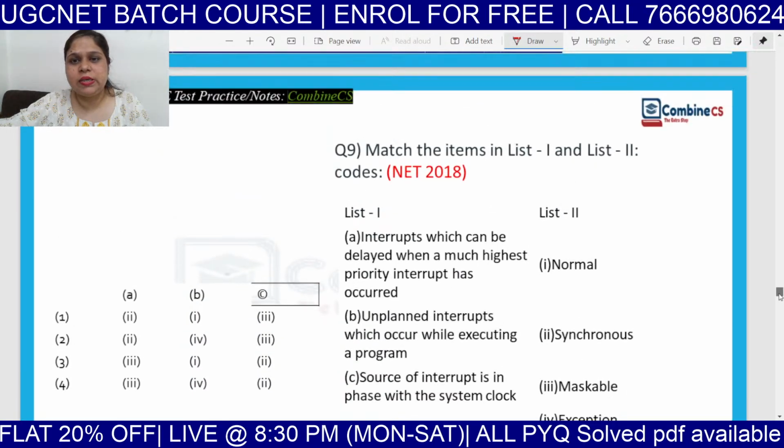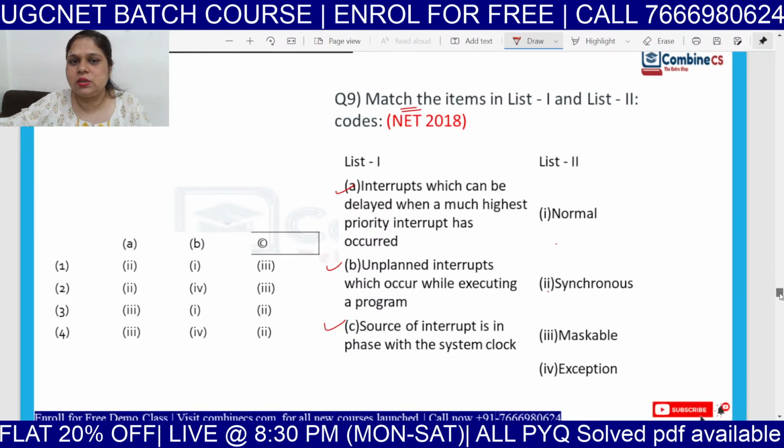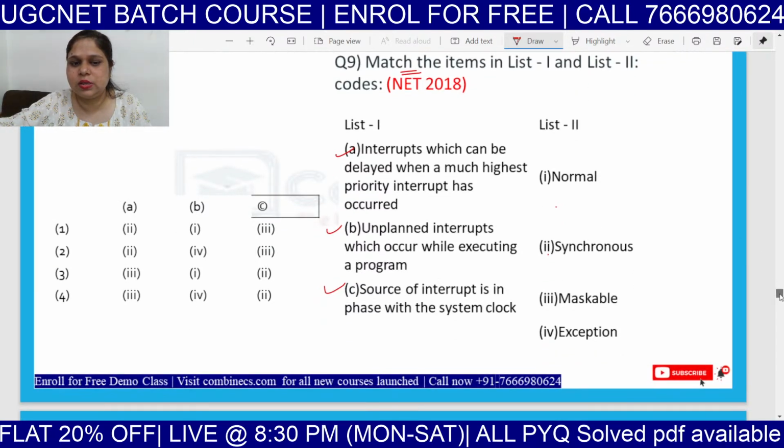Question number 9 on the screen, very important question. I have already told you interrupts are a very important topic. Okay, so this is the question. Now you can see in the UGC NET, in the multiple choice questions, they have 3 options, A, B, C, but they are giving you multiple options, 1, 2, 3, 4. So just try to read the question and give the correct answer. So this is the complete question.